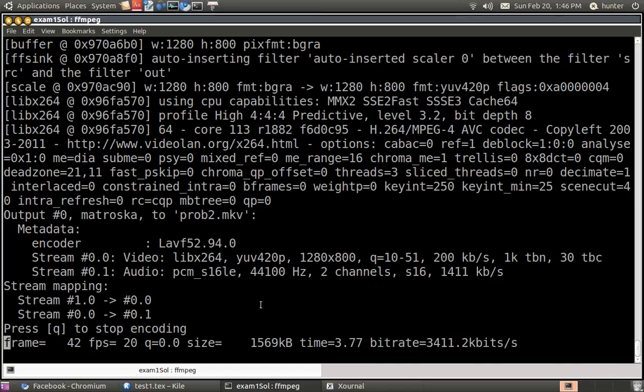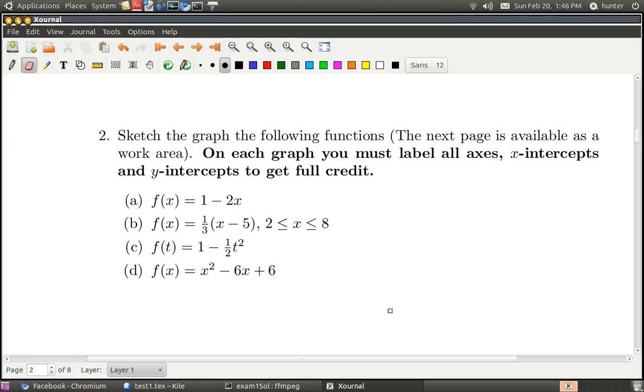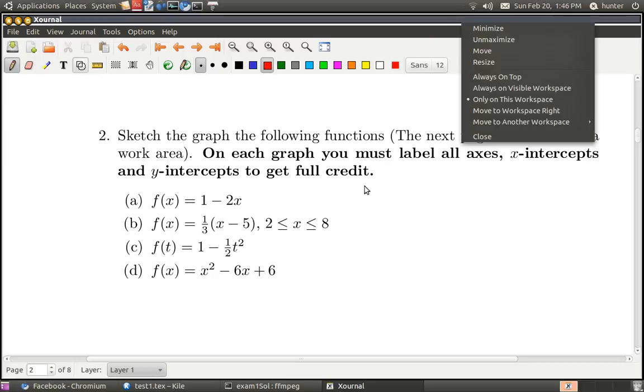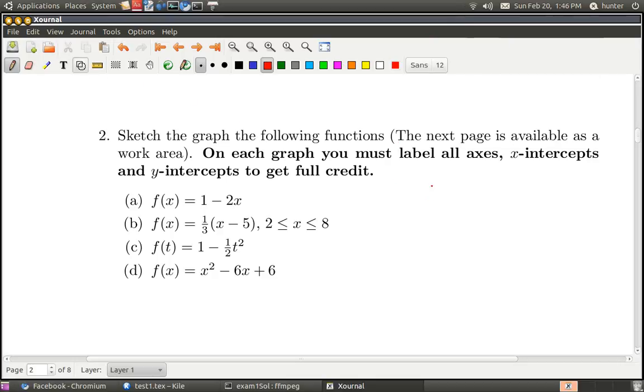Okay, let's do the solution to problem 2. So here it is. It's just a graphing exercise. So we have to graph those functions. Let's start with a, which is a line. And let me go ahead and draw the axes. So there's the y-axis. Here's the x-axis. Let's call this x, call this y.